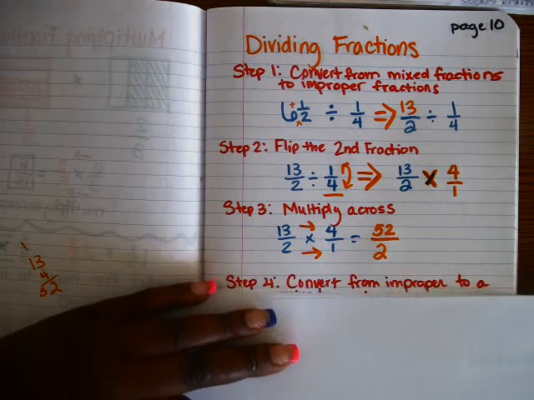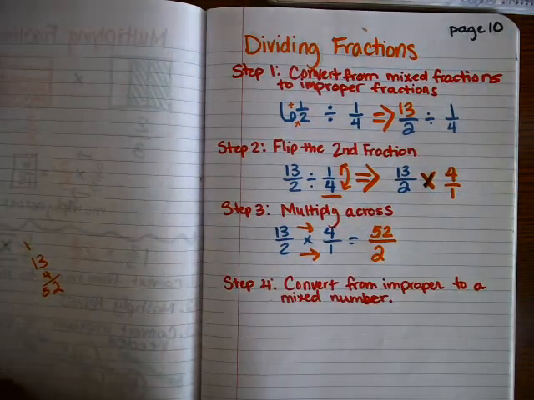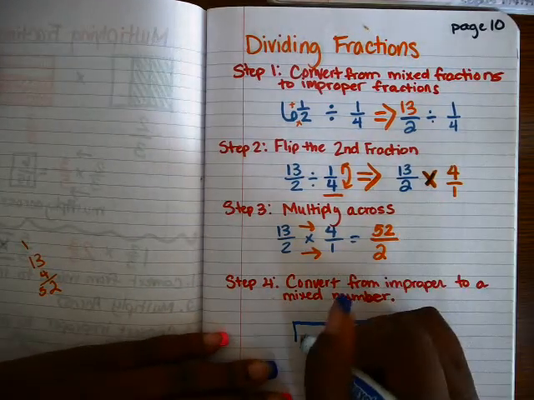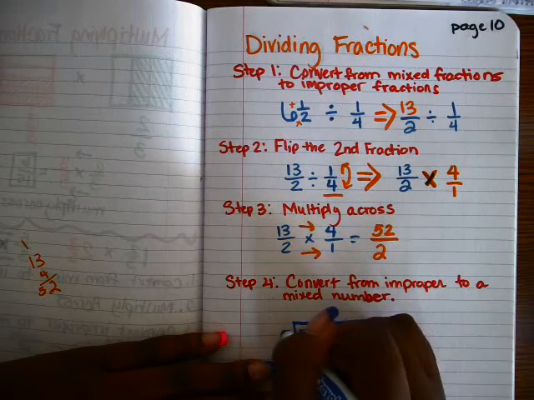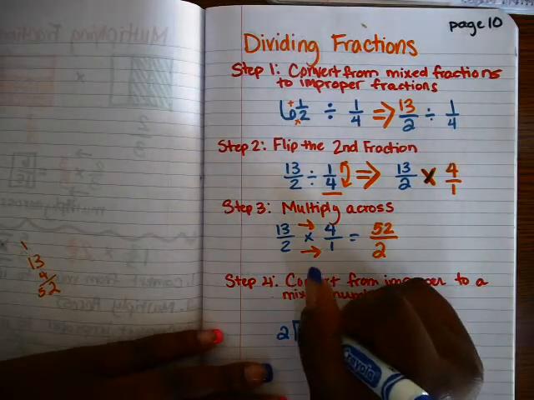Now we have an improper fraction, and now we're going to convert from improper to mixed. And we do this by division. So remember, the top number goes inside the house, bottom number goes outside the house. So 2 into 52.